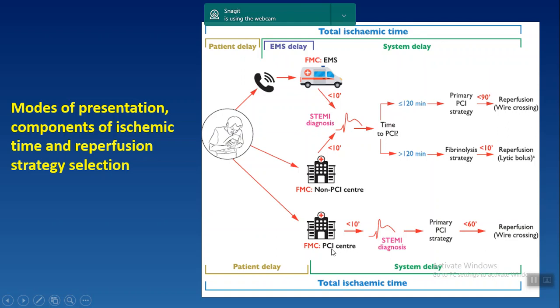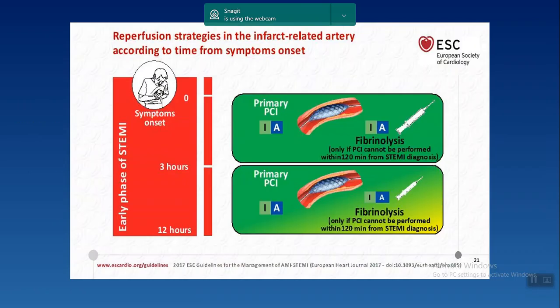If the patient presents to a primary PCI capable center, after STEMI diagnosis it's recommended that primary PCI should be performed in less than 60 minutes. So these are the time intervals that we have to pay attention to. In the first 12 hours after STEMI, primary PCI is recommended as class 1A, while fibrinolysis can also be given whenever primary PCI is not an option or is not available.